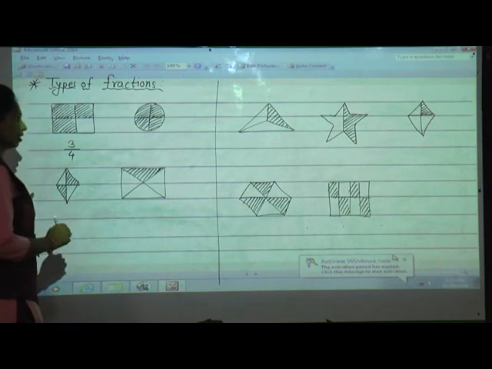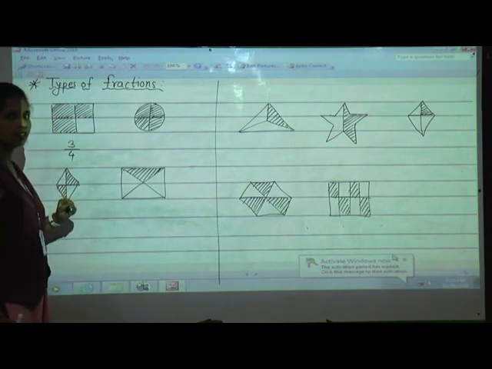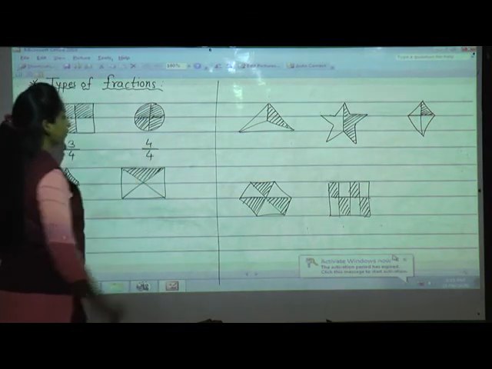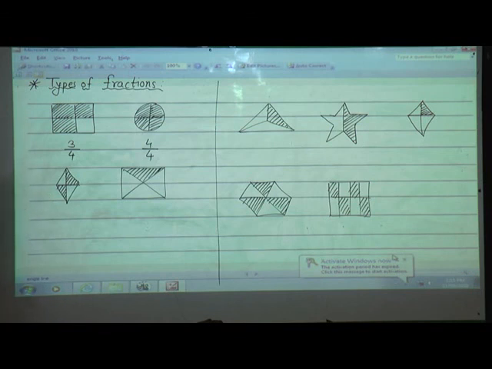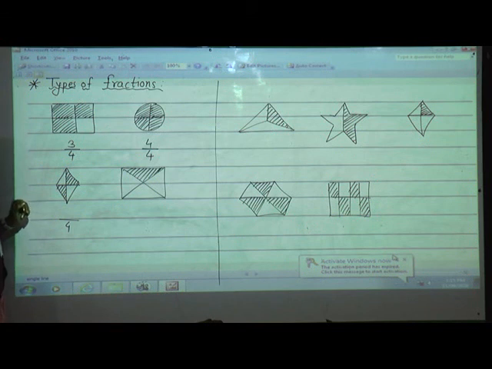Yes. This is the circle. Now can you tell me how many parts are colored? 4 parts, isn't it? Out of 4 only. Now see this shape. Now diamond, how many parts are there in this? 1, 2, 3, 4, isn't it? Out of how many parts are colored?